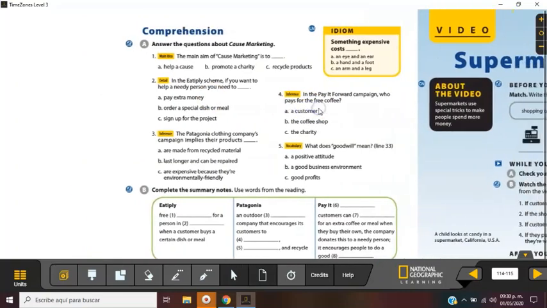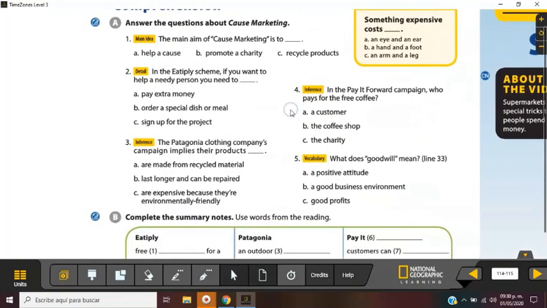According to the reading that you checked before, answer the questions on cause marketing. It says, number 1, the main aim of cause marketing is, which do you think is the main aim? Help a cause, promote a charity, or recycle products? Yes, help a cause. 2, in the scheme, if you want to help a needy person, you need to pay extra money, order a special dish or meal, or sign up for a project. B, order a special dish or meal.